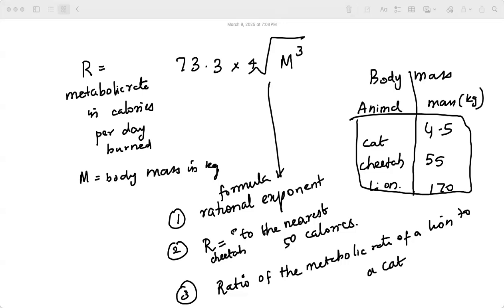Can we use a calculator? Yeah, you can very much. You can't do it without using a calculator.